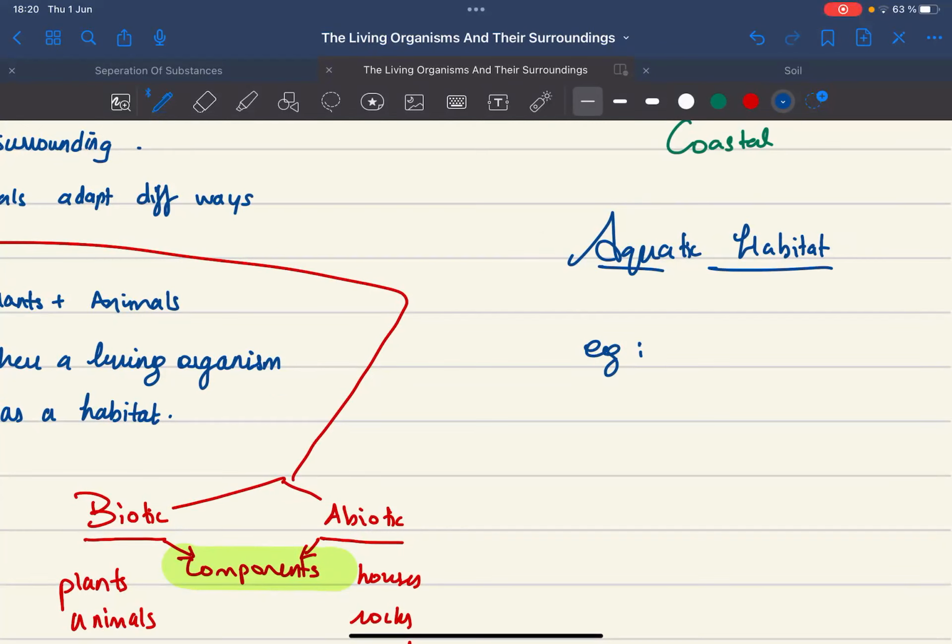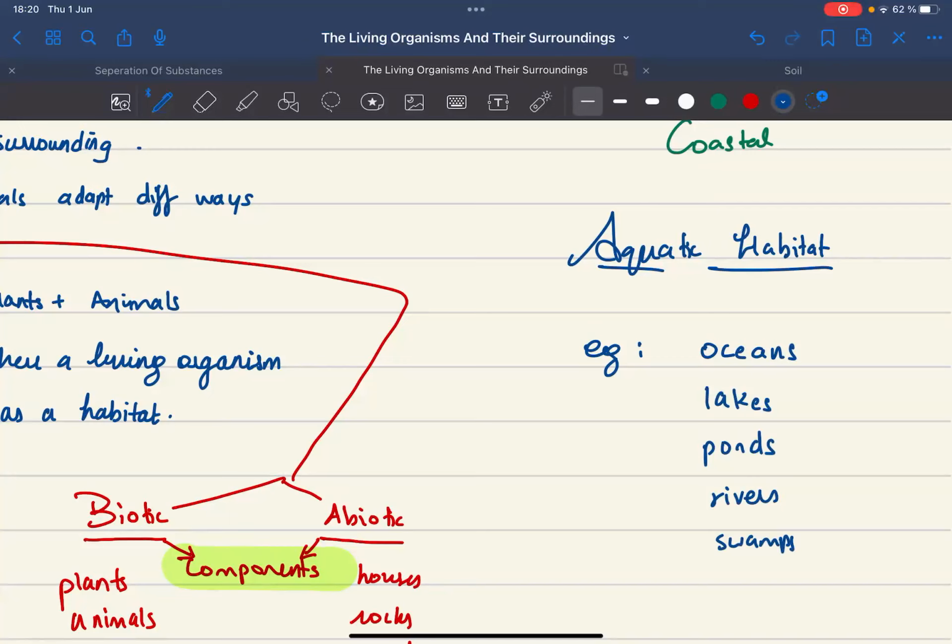Oceans. Whales. Habitats, not whales. Whales are animals. Lakes. Pond. River. Yeah, very good. So all these are swamps. So all these are examples of aquatic habitats.